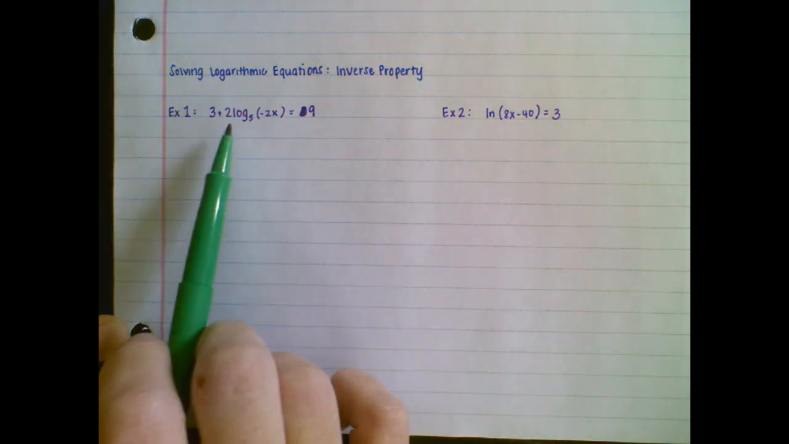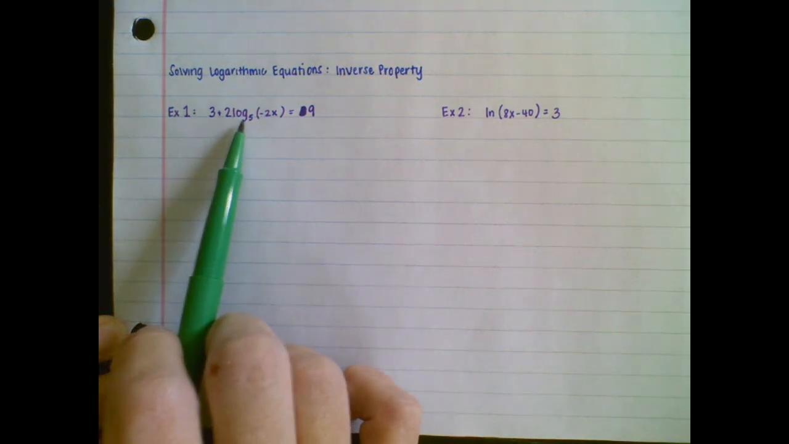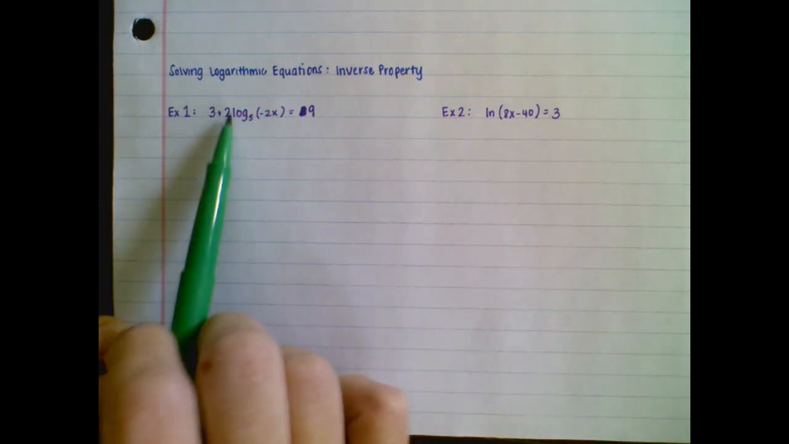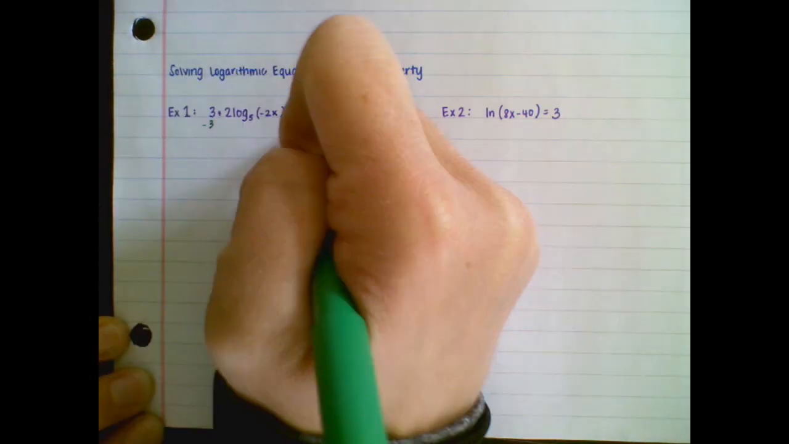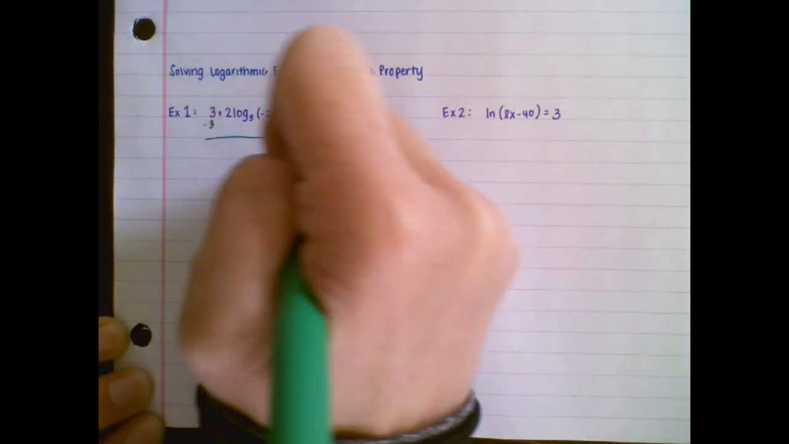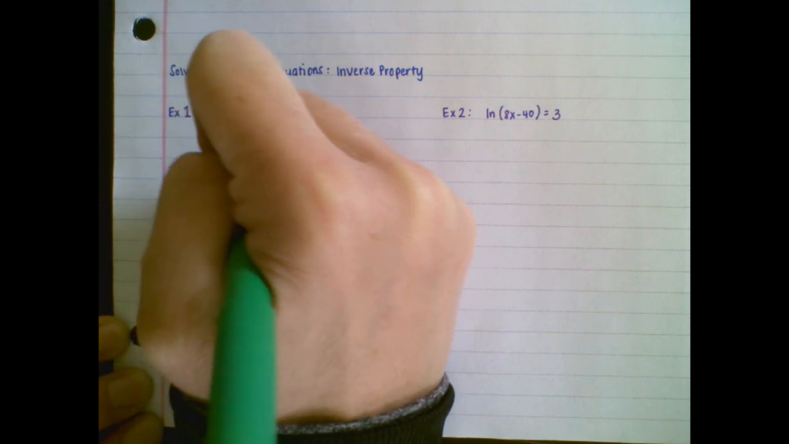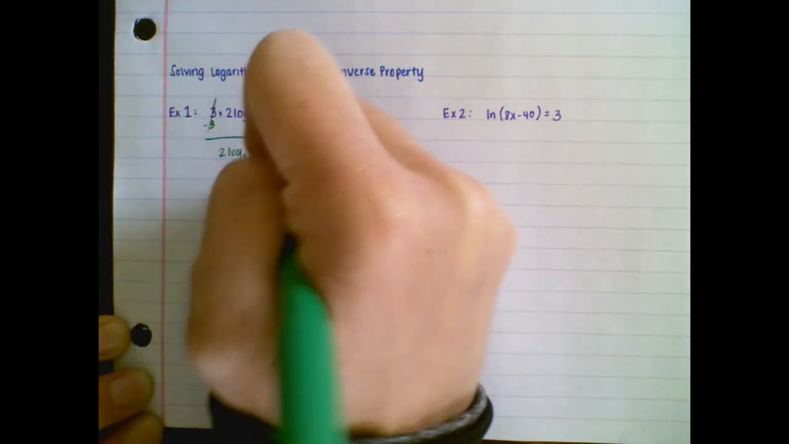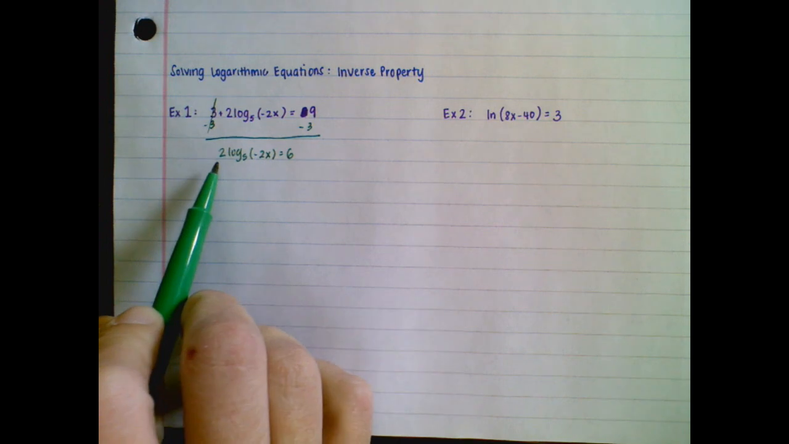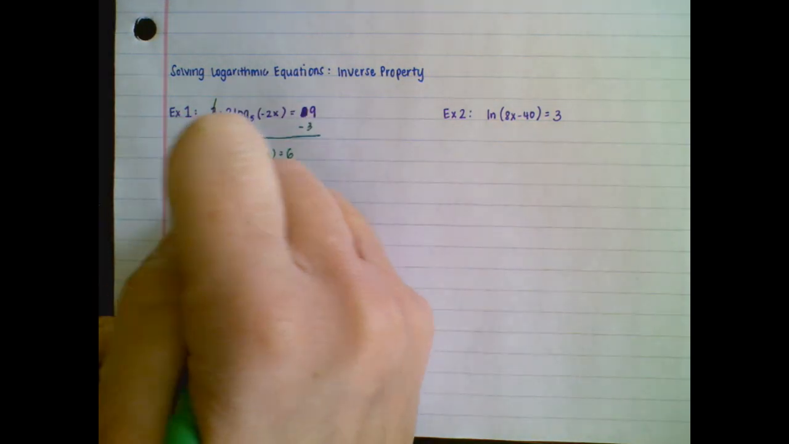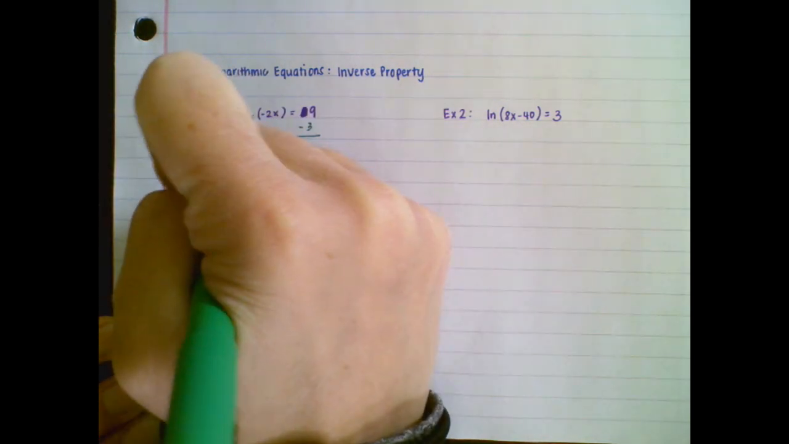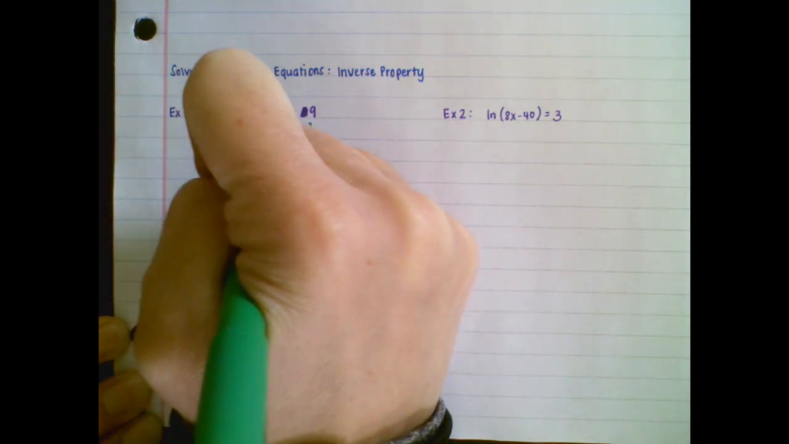But here, we basically want to identify where our log base is on one side, and we need to get rid of these other numbers first. So the first thing we're going to do is subtract 3 from both sides. So that's going to leave me with 2 log base 5 of negative 2x equal to 6. And then I need to get rid of this 2 that's being multiplied, so I'll go ahead and undo that by division on both sides. So I'm left with log base 5 of negative 2x is equal to 3.